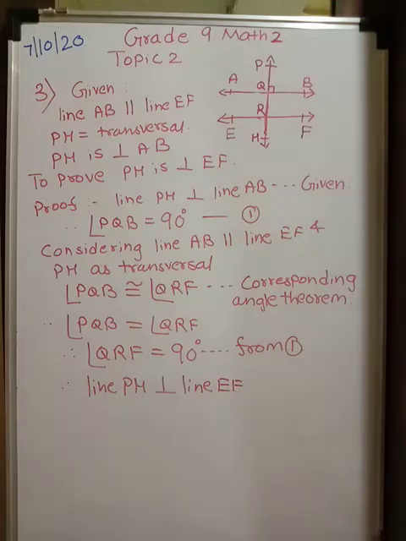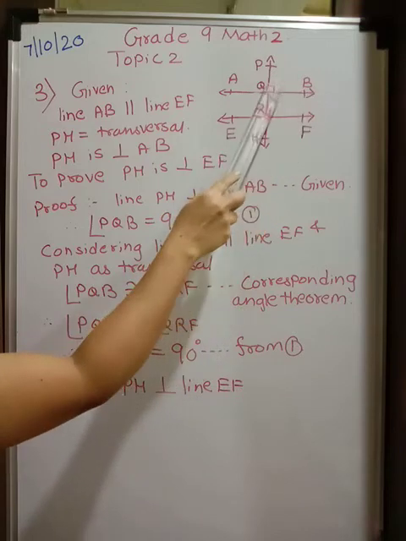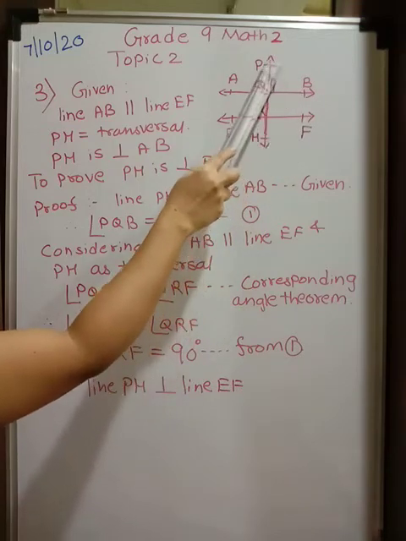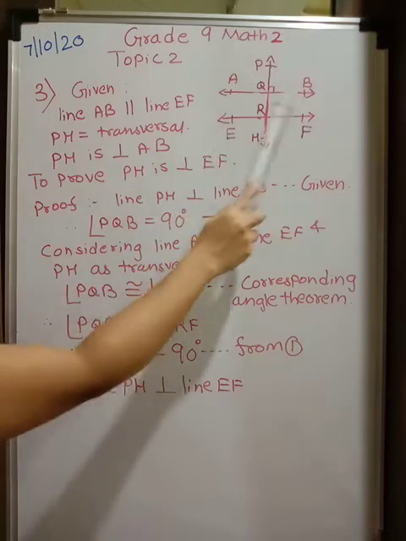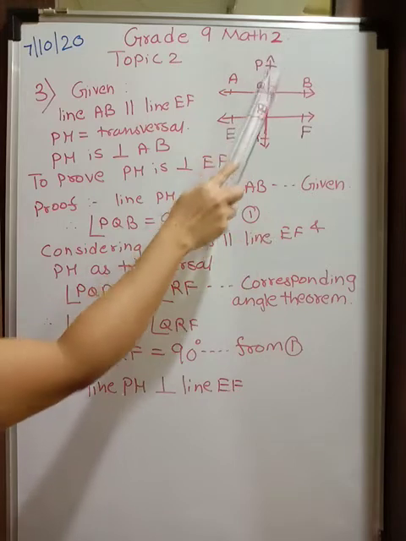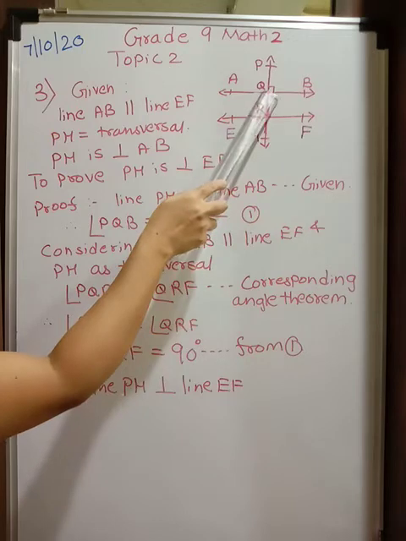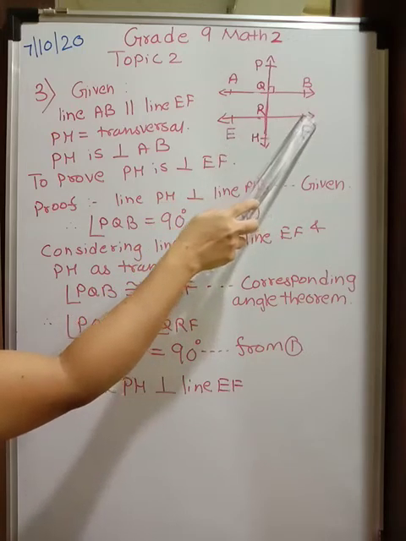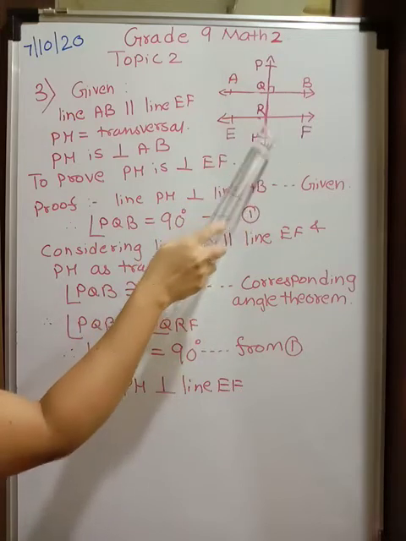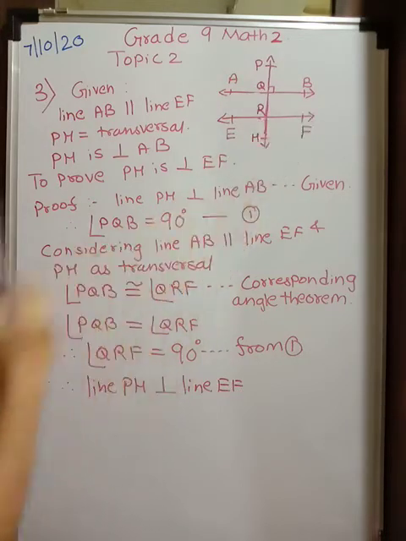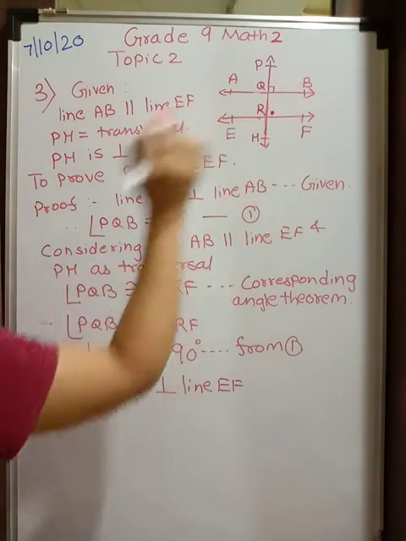Now see here, it has been given that PH is perpendicular to AB. That means this angle is 90. Which is that angle? PQB. So we got PQB is equal to 90 degrees. Now it is also given that AB is parallel to EF, and if we consider line PH as transversal, then angle PQB and angle QRF, sorry, not H, QRF. That means I am speaking about this angle. Can you see? Okay. Listen again.